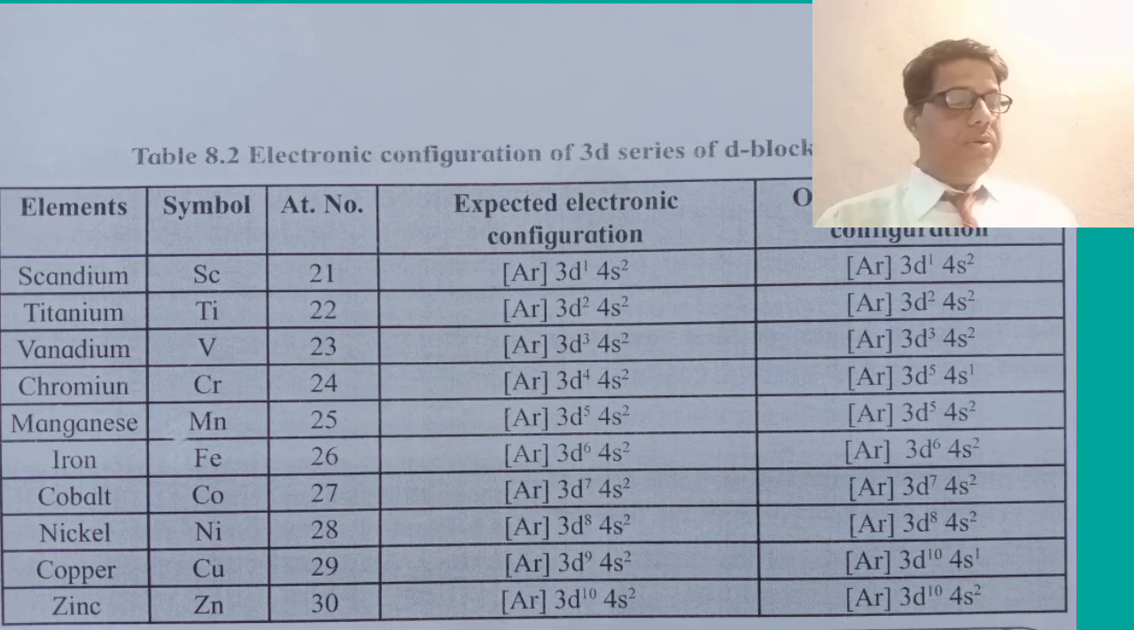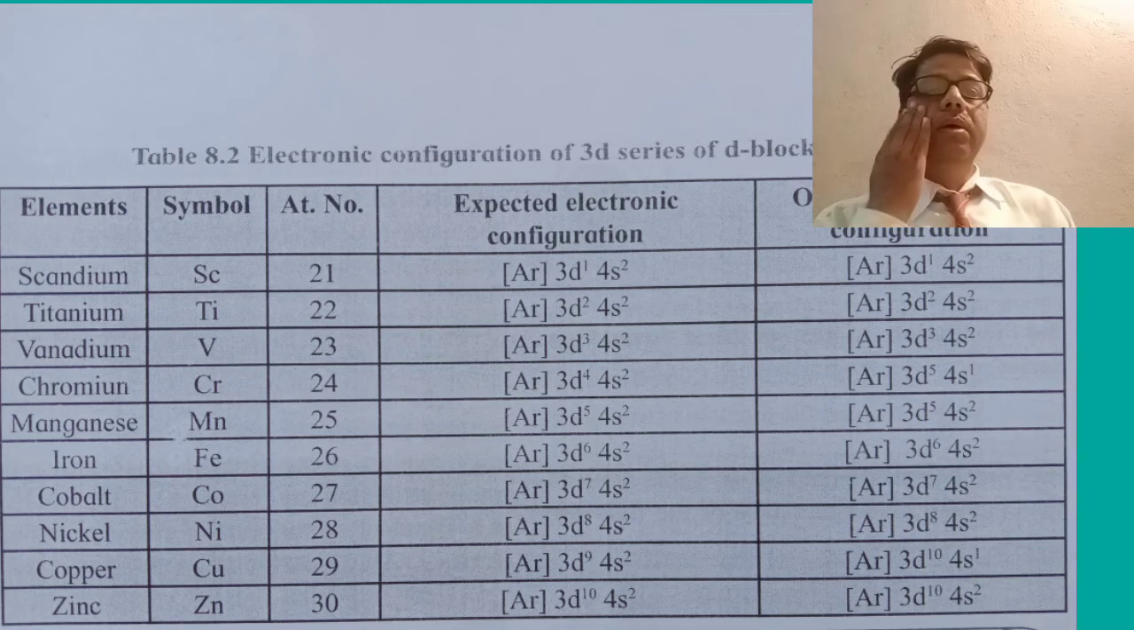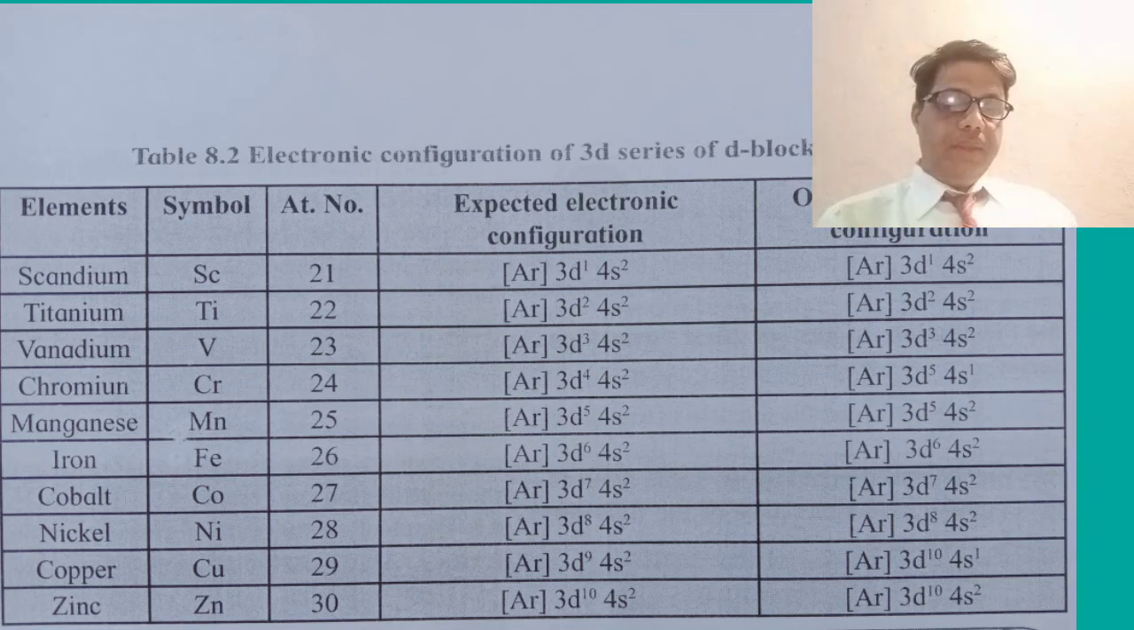So on the same ground or same reason, cadmium and mercury, that is from column number 12, are also not regarded as transition elements, that is from 4D series and 5D series. Cadmium is from 4D series, mercury from 5D series.